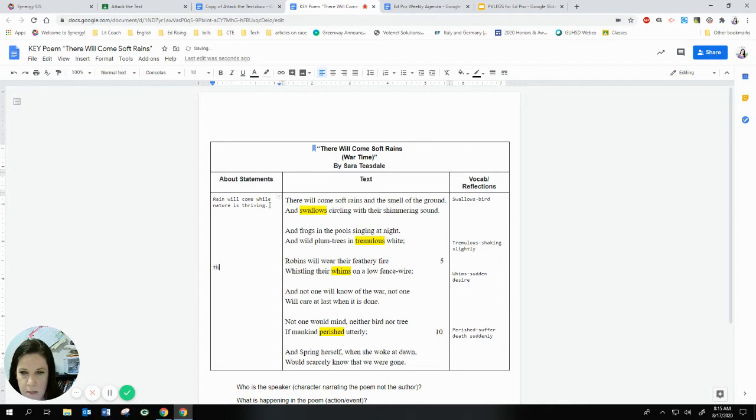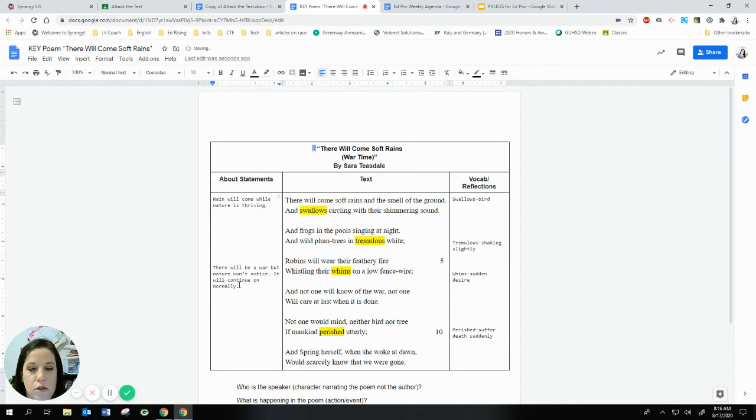So there will be a war, but nature won't notice. It will continue on normally. Okay, so that is our about statement for our second group there of stanza 3 and 4. So that leaves us our last stanzas.